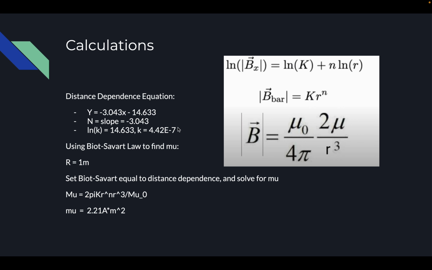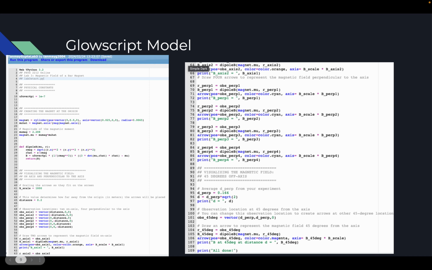Using the Biot-Savart law to find mu, we set the condition of r to be 1 meter, and then the Biot-Savart law came out to be mu is equal to 2 pi k times r to the power n times r cubed over the initial mu. Through this, our magnetic dipole came out to be 2.21 amperes times meter squared.